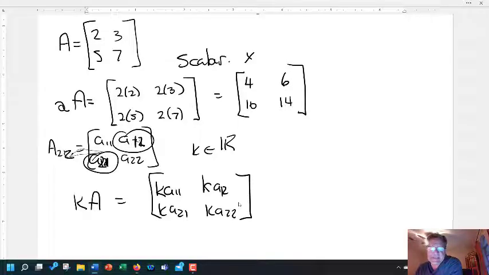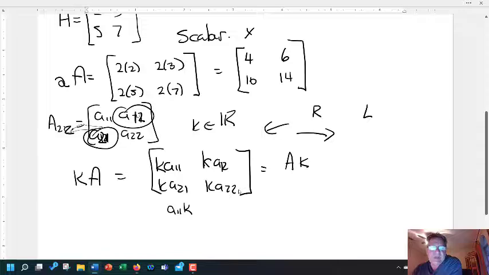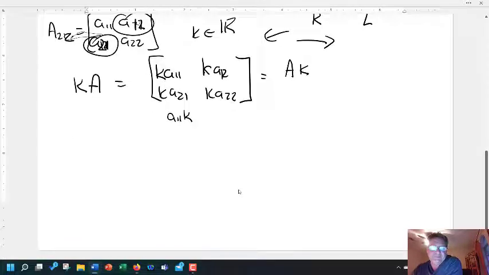And notice that I could flip that around and write that as Ak, because each of these can be flipped around to A11 times k. So I can multiply the scalar right or left. Now that's not always going to be the case. In fact, with matrix multiplication, left and right multiplication are going to be very different.